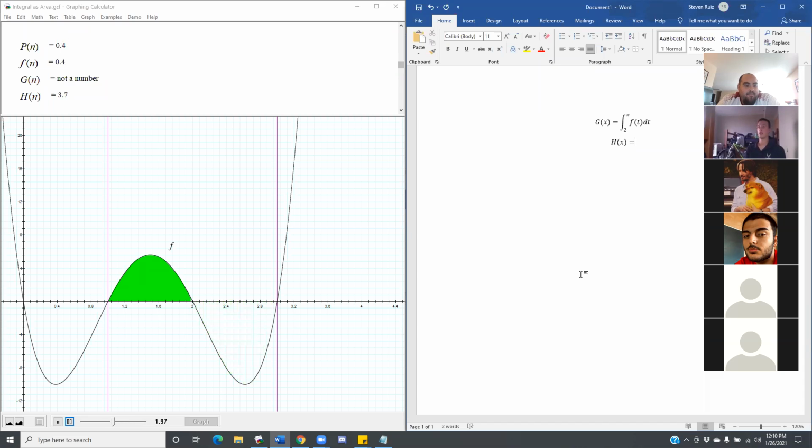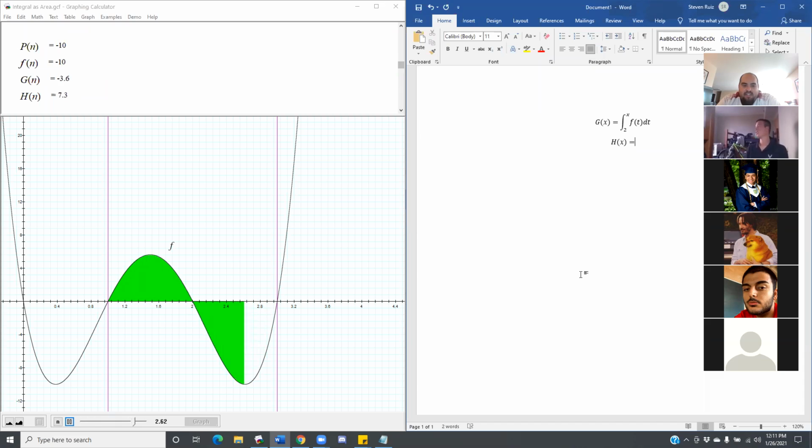Because it's always positive. That's true. So one thing I want to note: the area is not decreasing when the rate of change goes negative. Right, and that's the big takeaway. The area is still increasing even between x equals 2 and x equals 3, where the area is accumulating below the x-axis. So that's why it's unsigned area.